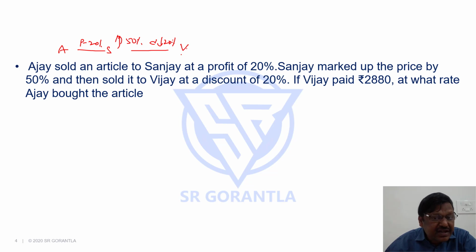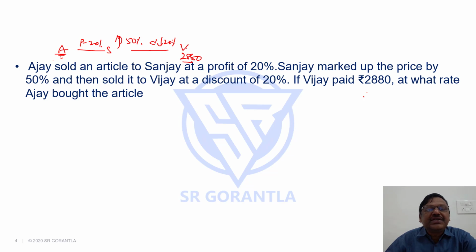Finally, Vijay paid. This is the reason why I was doing the third method here. Now, you are saying that Vijay paid 2,880, that Vijay's cost price is 2,880. You are asked to find Ajay's cost price. How can we do it?